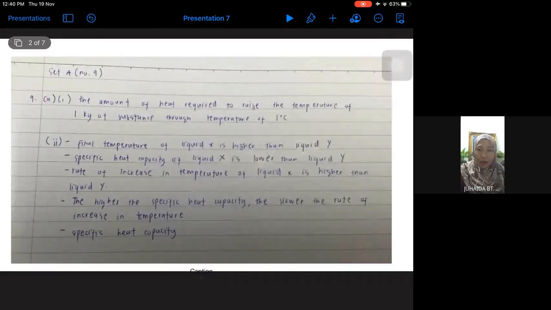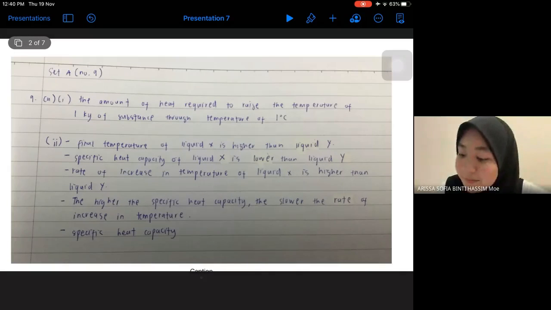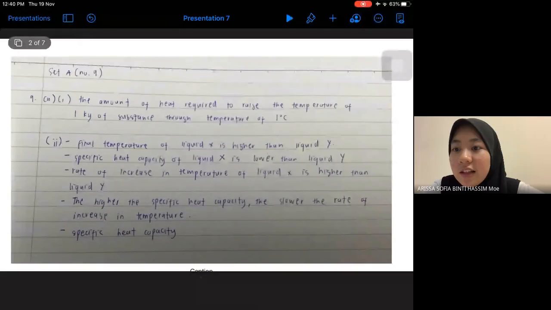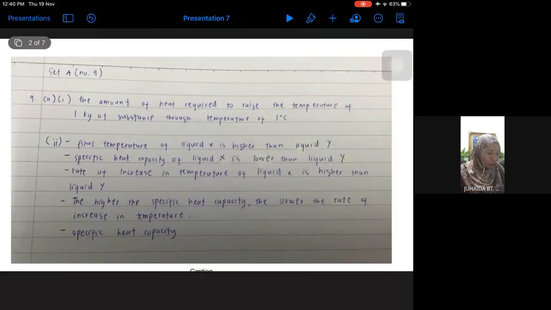The rest of you faham tak? Okay, kalau 2200 joule per kg per degree Celsius, so apa pula maksudnya? Untuk liquid Y. 2,200 joules of energy is needed to raise temperature of liquid Y by 1 degree Celsius. Maksudnya, betul Arisa. Maksudnya 1 kg liquid Y ni, dia nak naikkan suhu dia sebanyak 1 darjah Celsius.